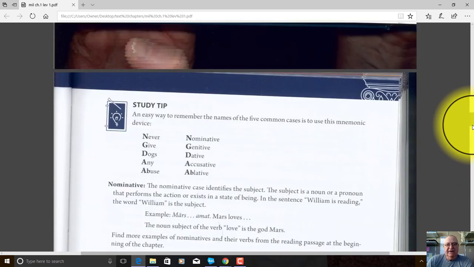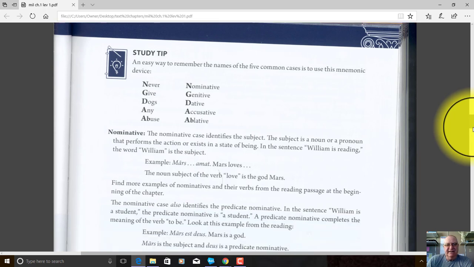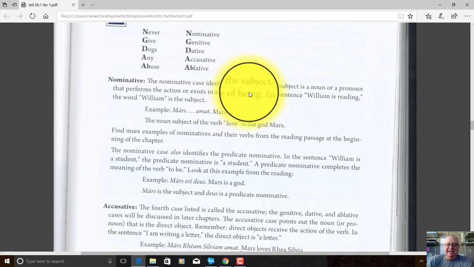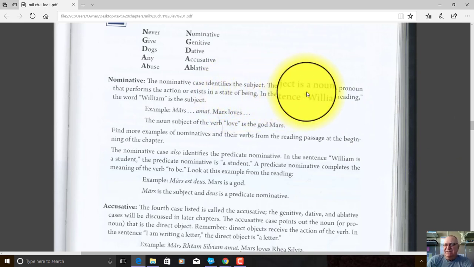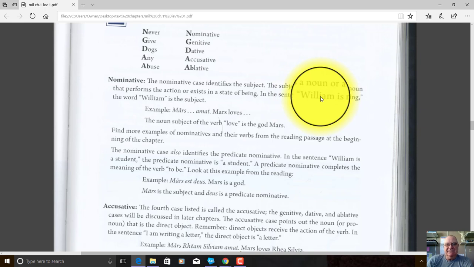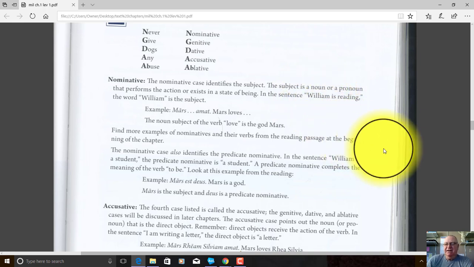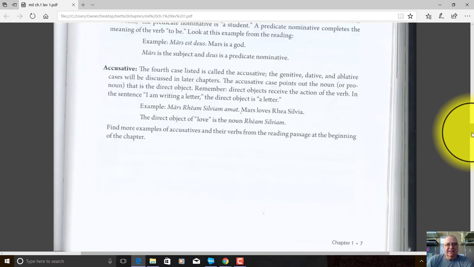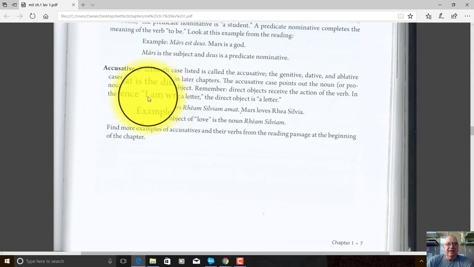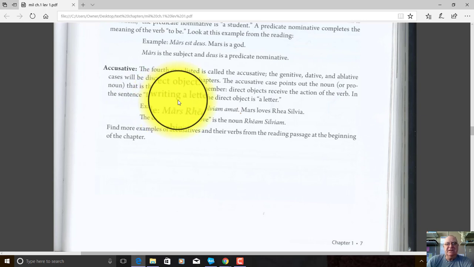Coming down here, we did this as an exercise. All of you did very well. It talks about the nominative case being the case of the subject. William is reading. William is the subject. The accusative here is the direct object of the verb. I am writing a letter. I is the subject, am writing is the verb, a letter is the direct object.